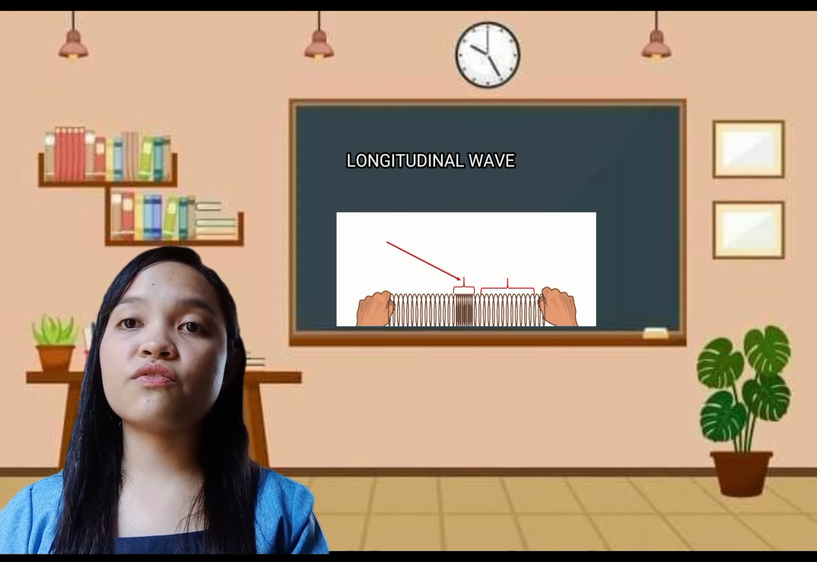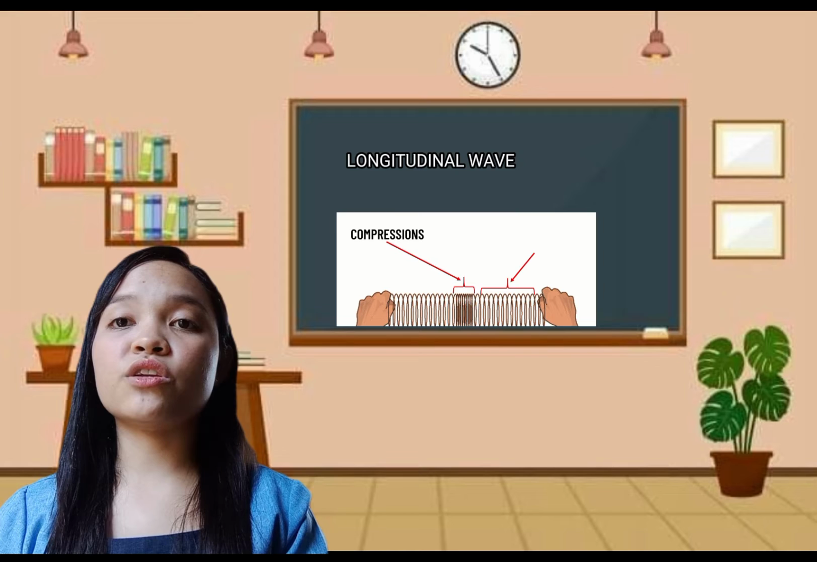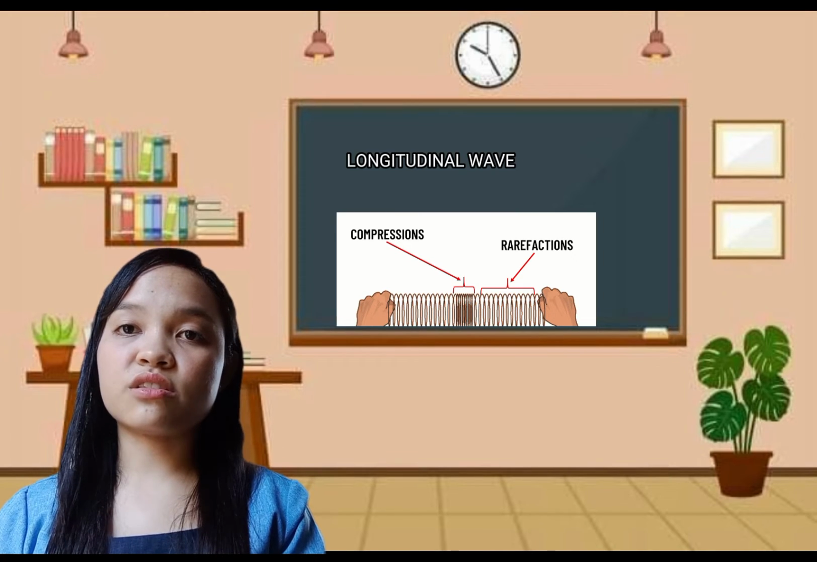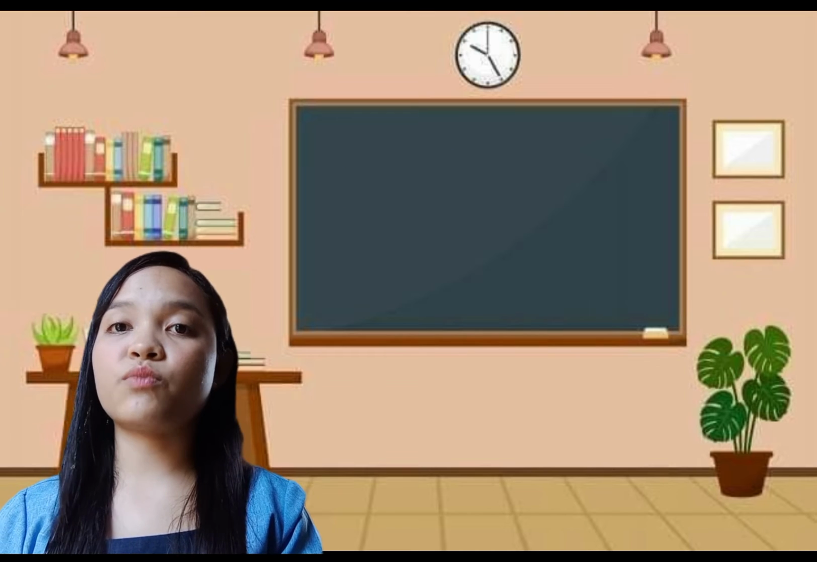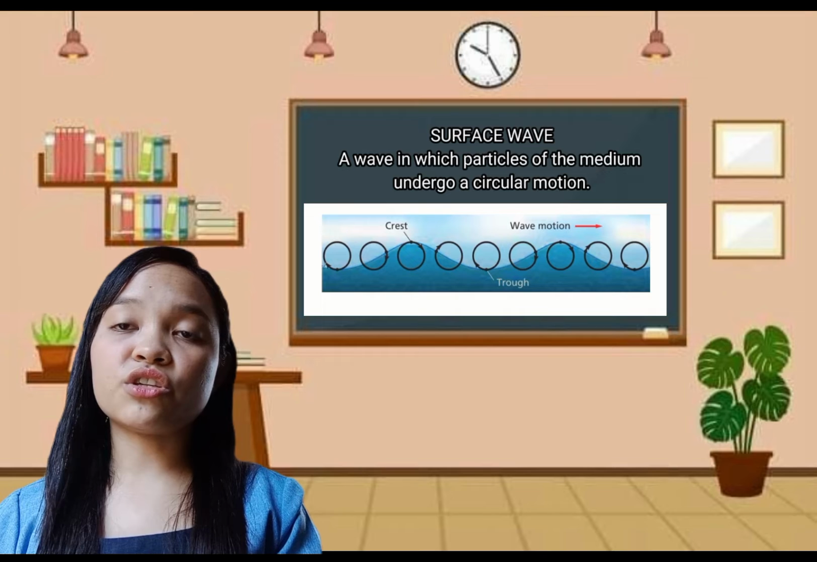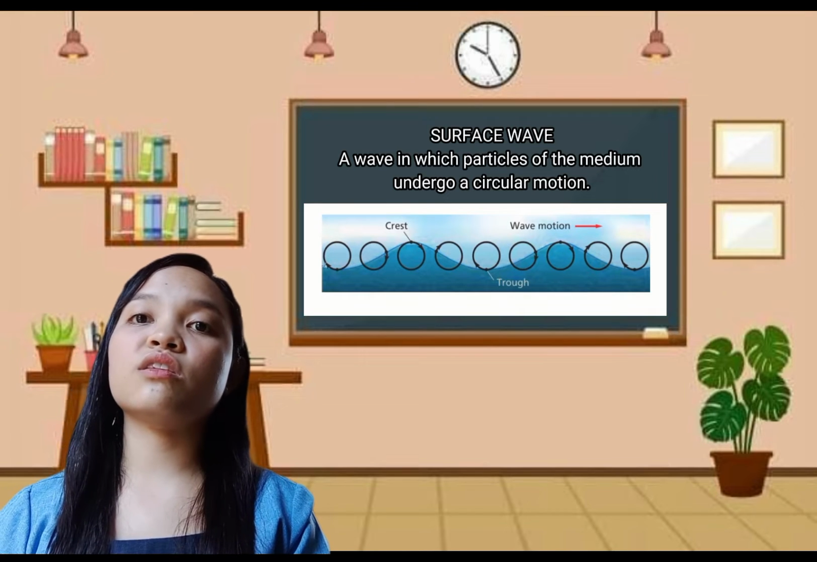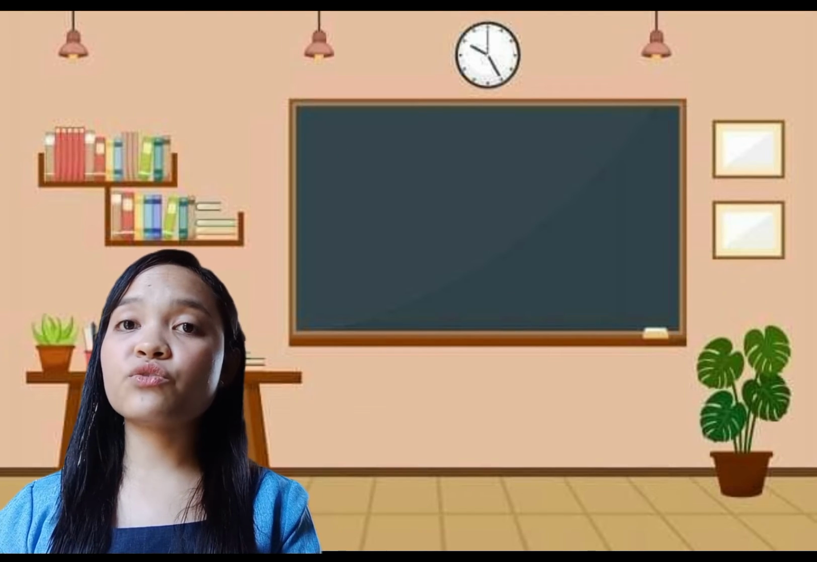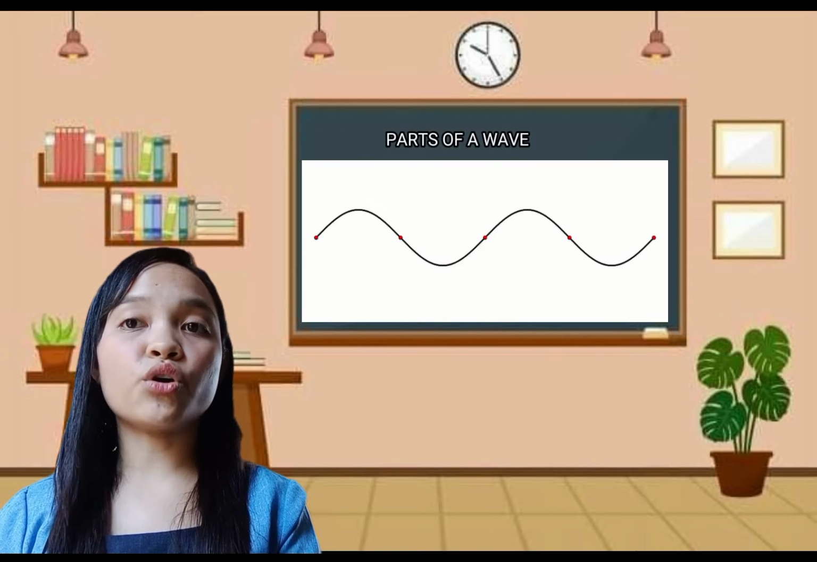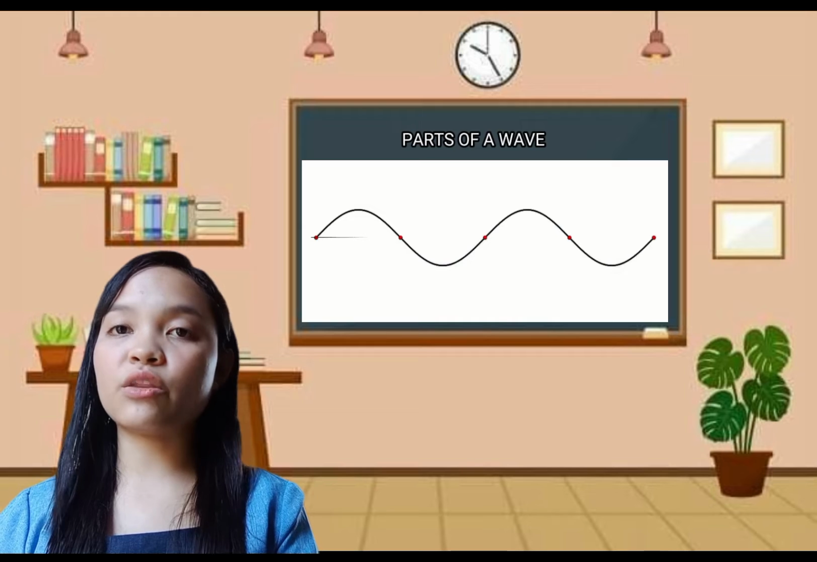Compressions are the areas of a slinky or spring where the coils are close together. Rarefactions are the parts where the coils are spread out. And surface waves are a combination of both transverse and longitudinal waves. A surface wave is a wave that occurs in the ocean. To learn more about waves, consider the following.